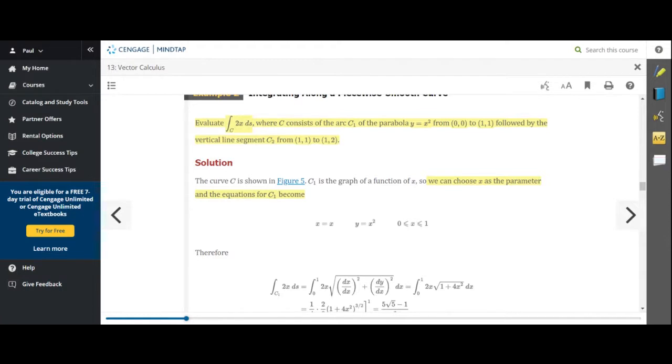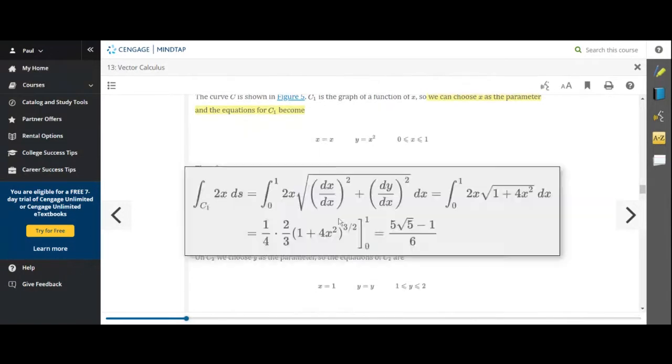Okay, that'll trace out the same parabola. Right? And so when we compute the line integral using this parameterization, you see instead of dx dt and dy dt, they have dx dx and dy dx because x is your parameter. And they work it out, they leave out some steps. There should be a substitution here, but the line integral is going to be 5 times square root of 5 minus 1 divided by 6. Okay, are there any questions on that?